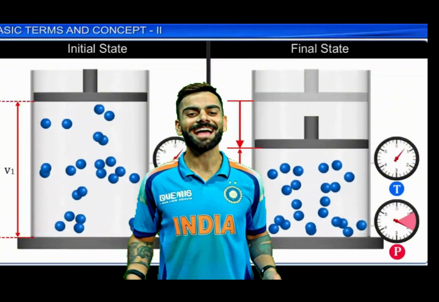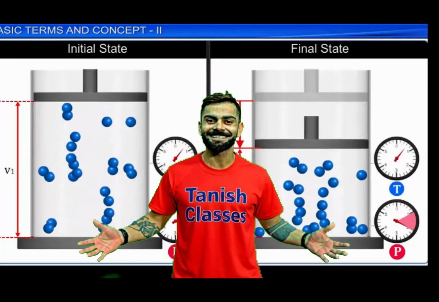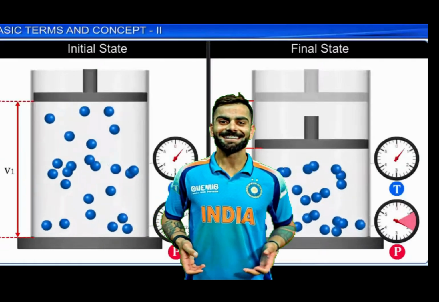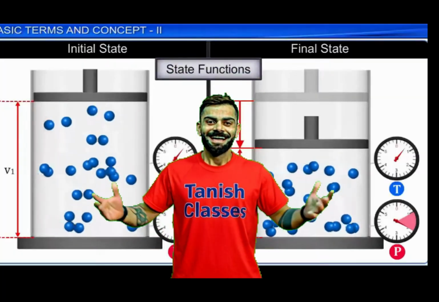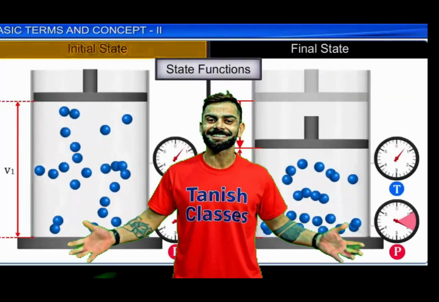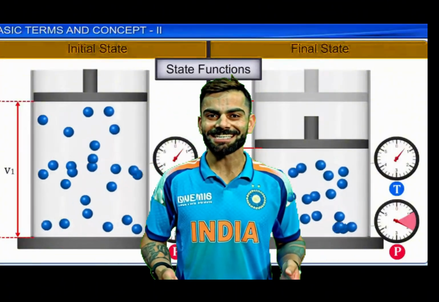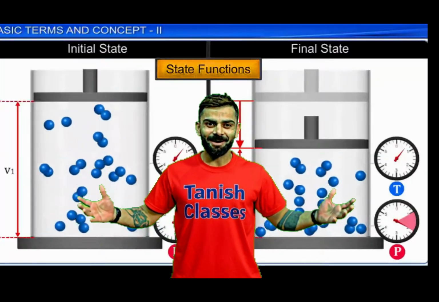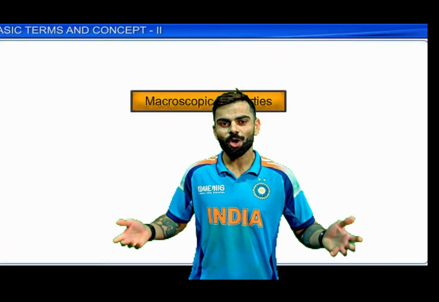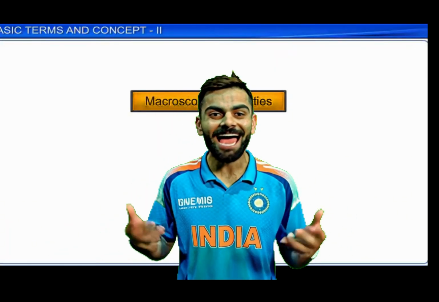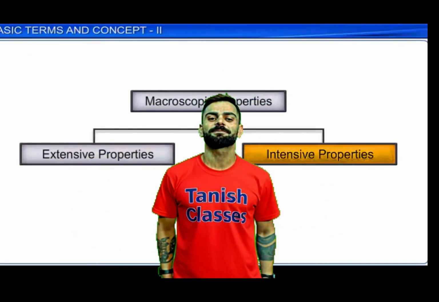As a change in the magnitude of these properties changes the state of a system, these properties are called state variables or state functions. In other words, properties whose values depend only upon the initial and final states of the system and are independent of the manner in which the change is brought about are called state functions. Macroscopic properties, on which the state of a system depends, are further divided into extensive properties and intensive properties.